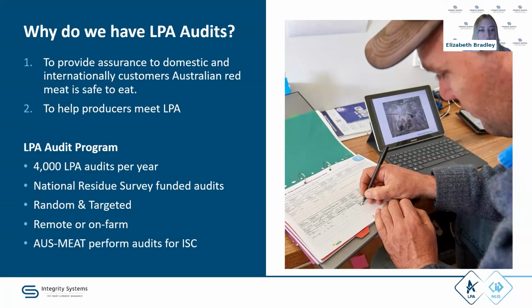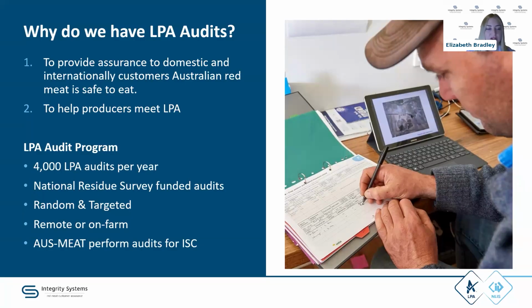In terms of the actual audit program, we have over 170,000 producers in the LPA program, and we do not audit everyone every year, or even every 3 years. We only audit 4,000 producers every year under the program ISC runs. And that's a sample that's made up of random and targeted audits. So the targeted audits we target based on risk.